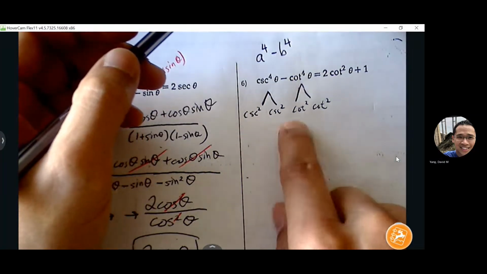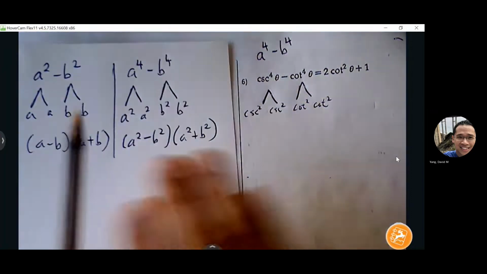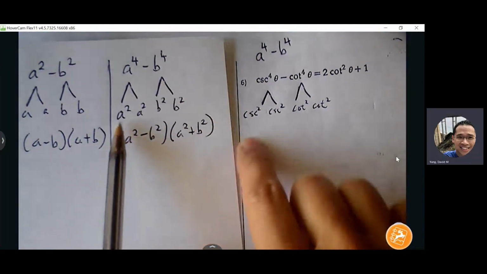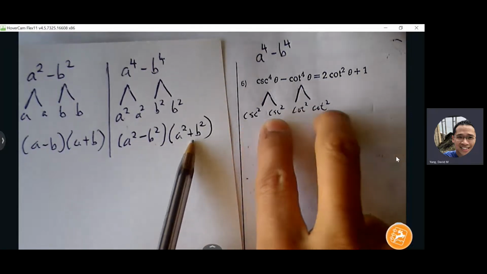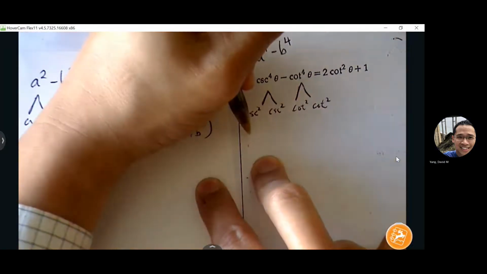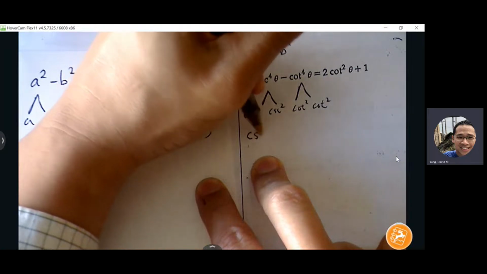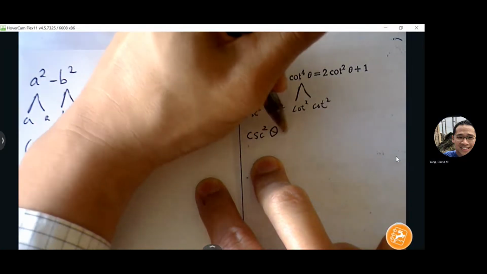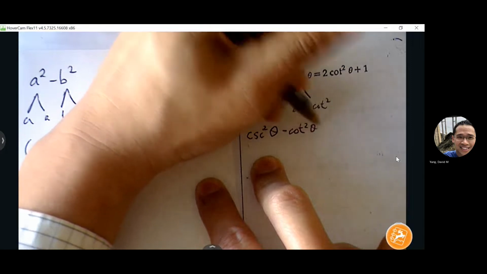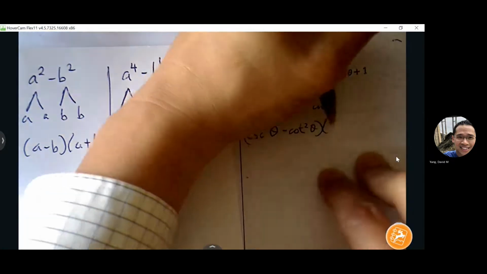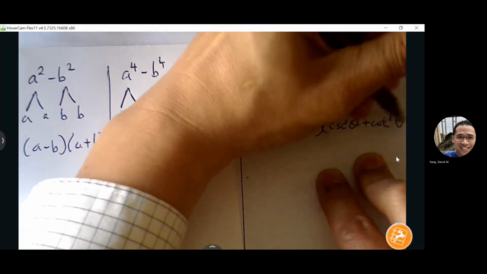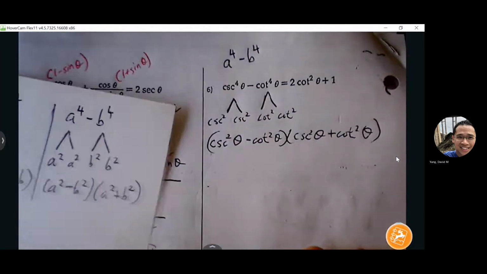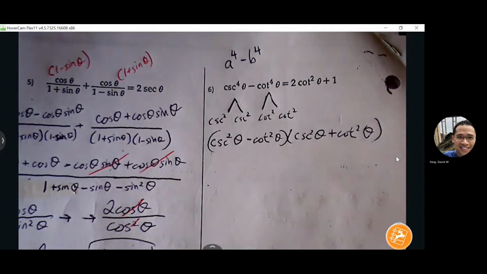So a to the 4th minus b to the 4th is a squared minus b squared times a squared plus b squared. So I'm just going to combine the two and take turns with the signs. There's my factored form.